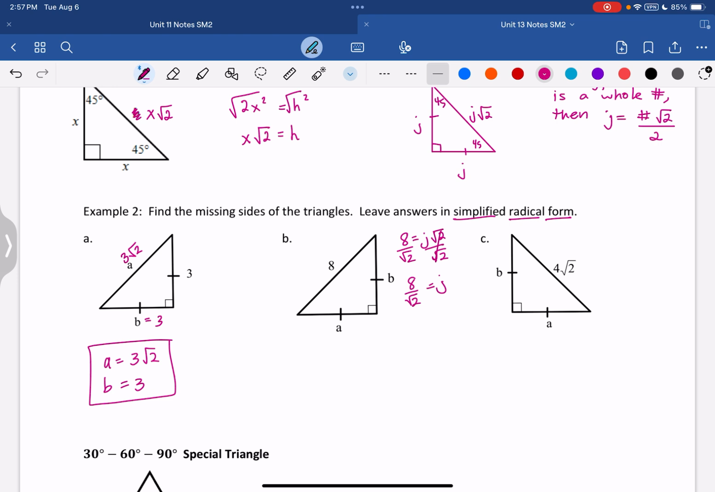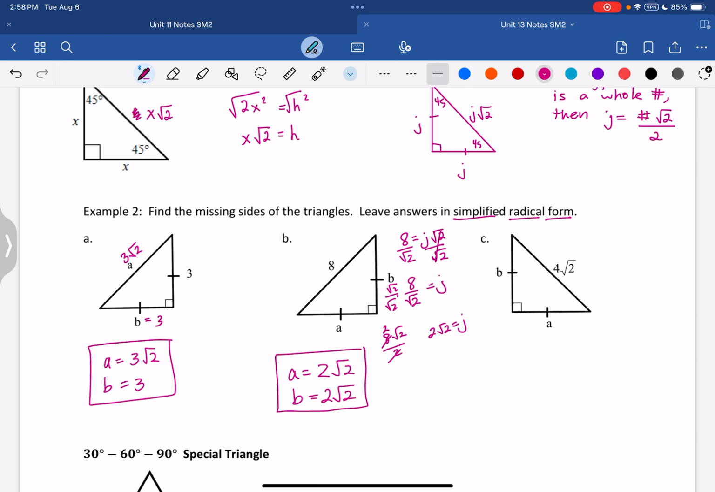But we can't leave the square root of 2 in the denominator. So then we have to rationalize by multiplying both sides by the square root of 2. So then I have 8 square roots of 2 over 2. And so that's where it's that whole number times the square root of 2 over 2. And then the 2 divides into the 8 2 times. So 2 square roots of 2 is what our legs are equal to. So A is equal to 2 square roots of 2. And B is also equal to 2 square roots of 2.